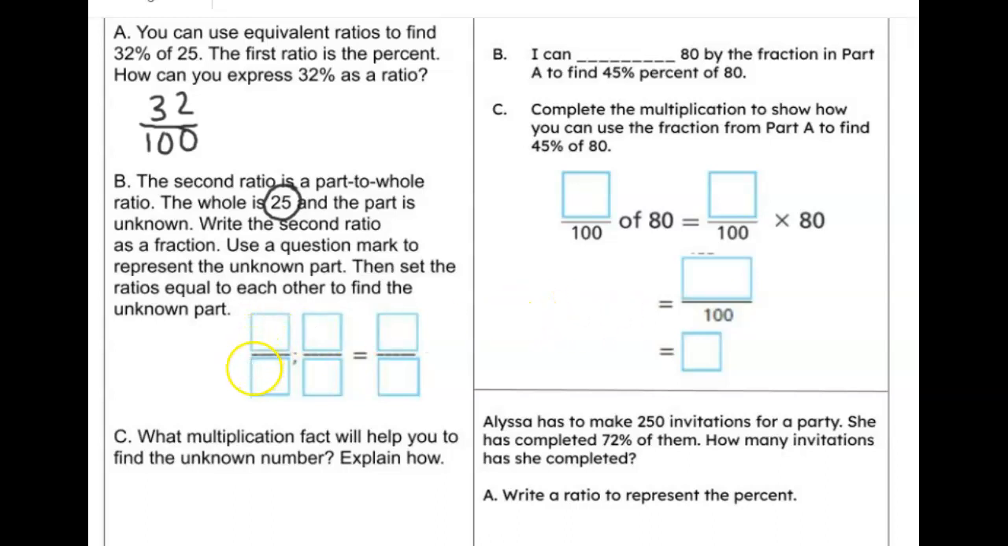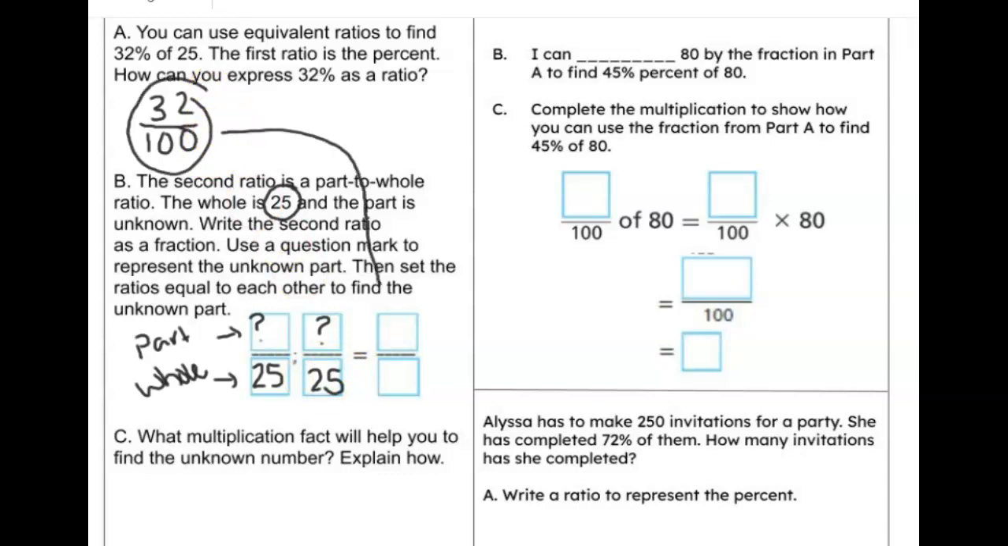So first, we have our 25 down there because that's the whole. The whole goes on the bottom. And then this would be the part right here. We don't know the part, so we're going to put a question mark. We're going to rewrite that. And then we're going to take this and drop it down here.